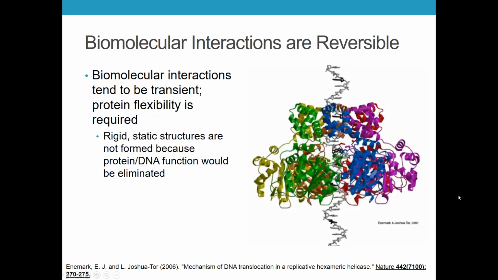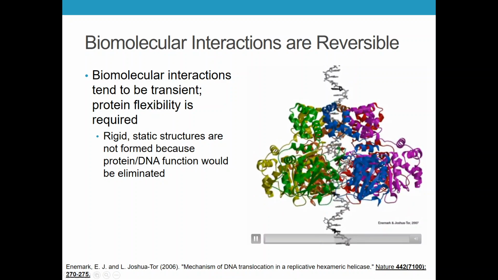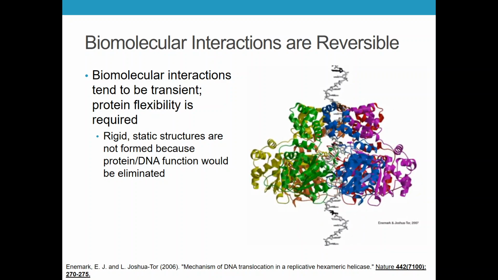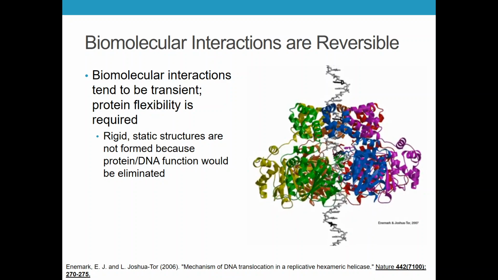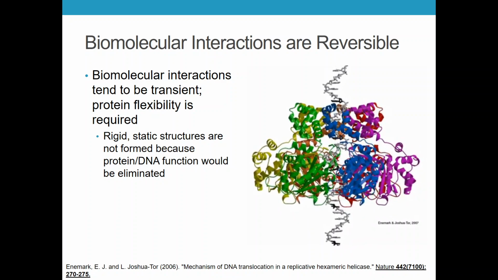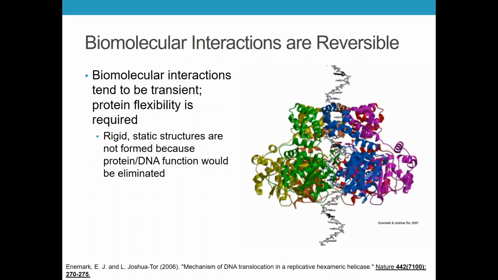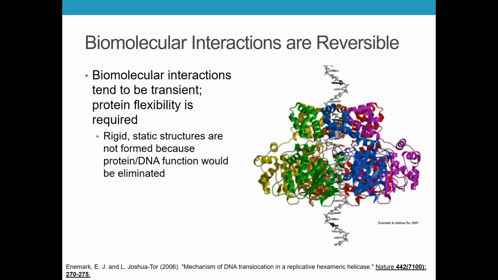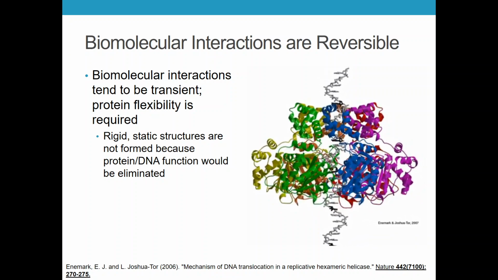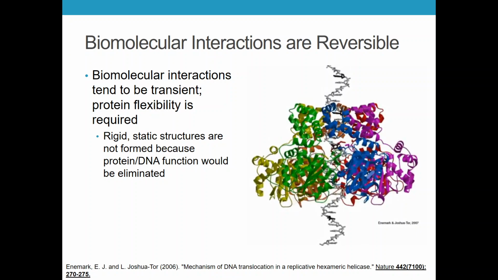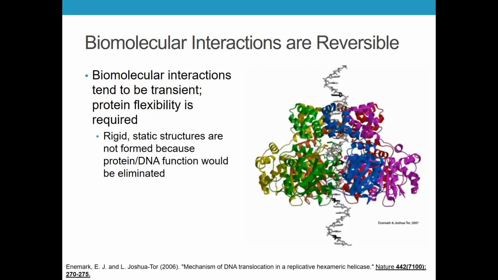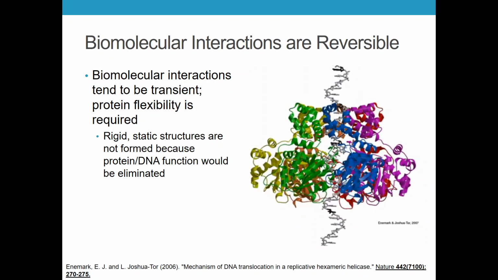Enzymes, I'm showing you an example here. This is a helicase that is moving along DNA. They must be flexible. They cannot be flexible if these biomolecular interactions, these non-covalent interactions, are permanently formed. So they basically have to be turned on and off to allow for protein flexibility, or just more broadly, enzyme flexibility. Rigid, static structures would not be compatible with enzymatic function. As you'll see later, enzymes move around a lot. And so we need to use non-covalent interactions that allow for this movement.